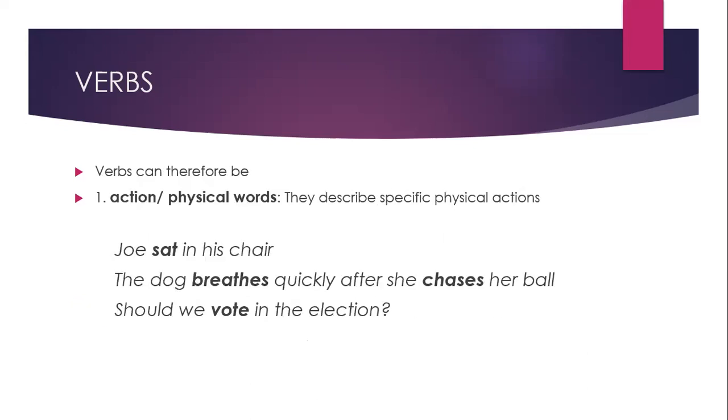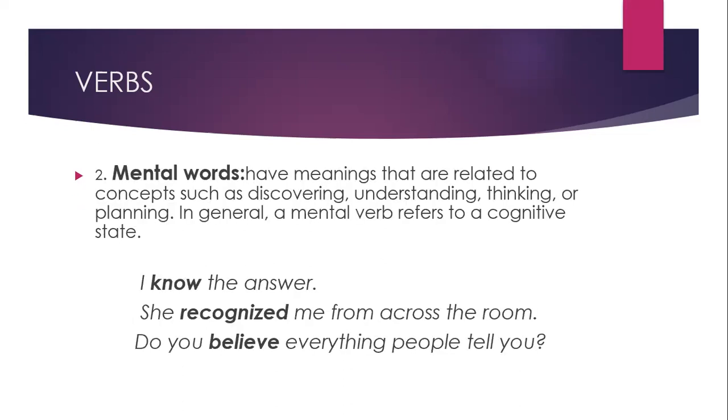So we can now say then that verbs can therefore be action or physical verbs. So there are some verbs that are action or physical verbs, and what they do is that they specify physical activity. So Joe sat in his chair. This is an action, it's physical. We can see him sit in the chair. The dog breathes. It's an action that he's taking. Should we vote? Voting is an action. So we have some verbs that are action verbs or action words.